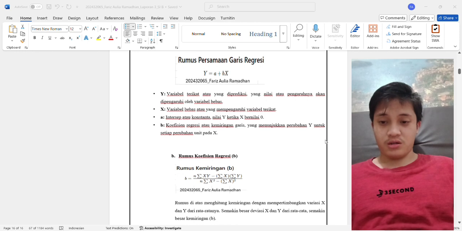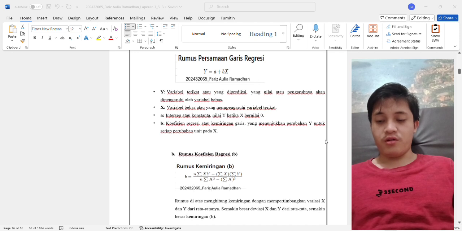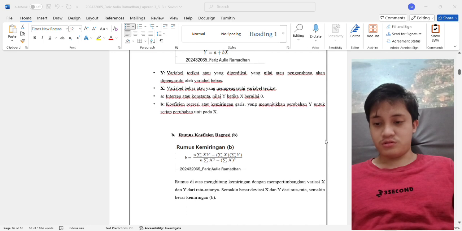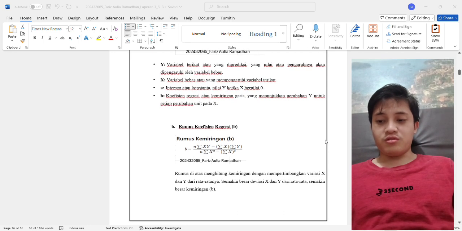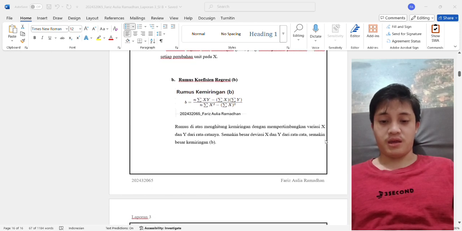Formula: Y is the dependent or prediction variable, whose value or effect will be influenced by the independent variable. X is the independent variable, which affects the dependent variable. A is the intercept or constant, the value of y when x is 0. B is the regression coefficient or slope of the line, which shows the change in y for each unit change in x.